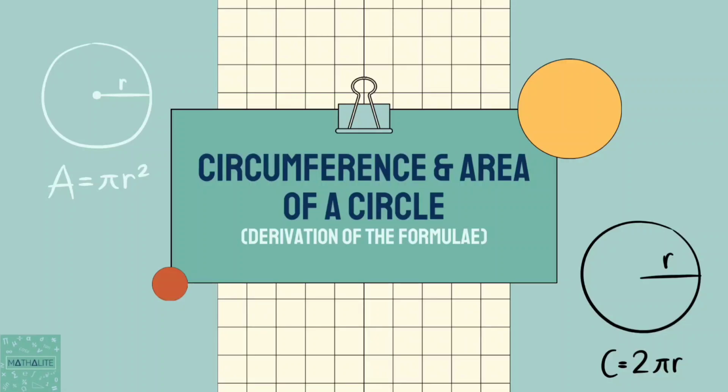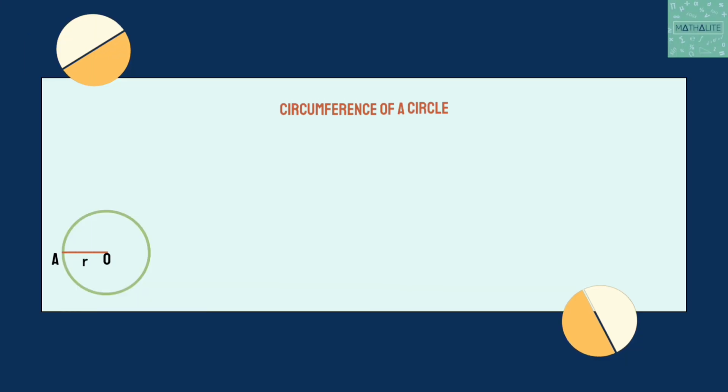Ever wondered why the circumference of a circle is 2 pi r and the area of the same is pi r square? In this video we'll see why so. Let's start with the circumference of the circle.